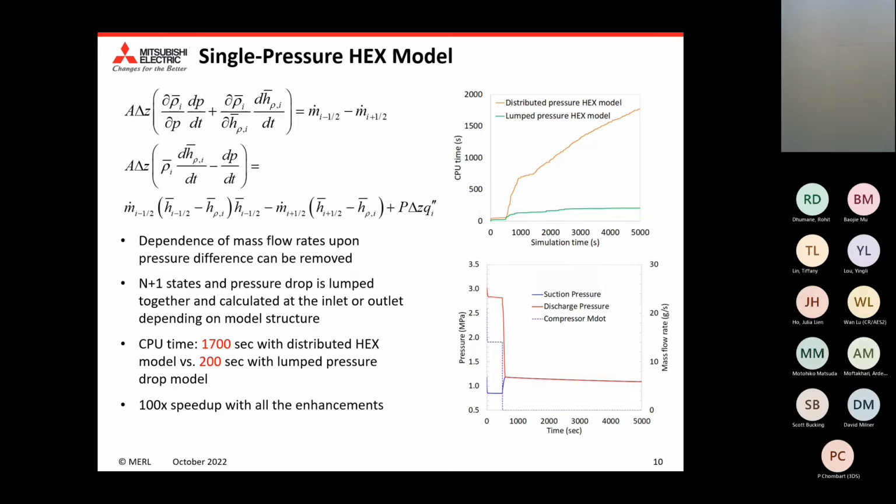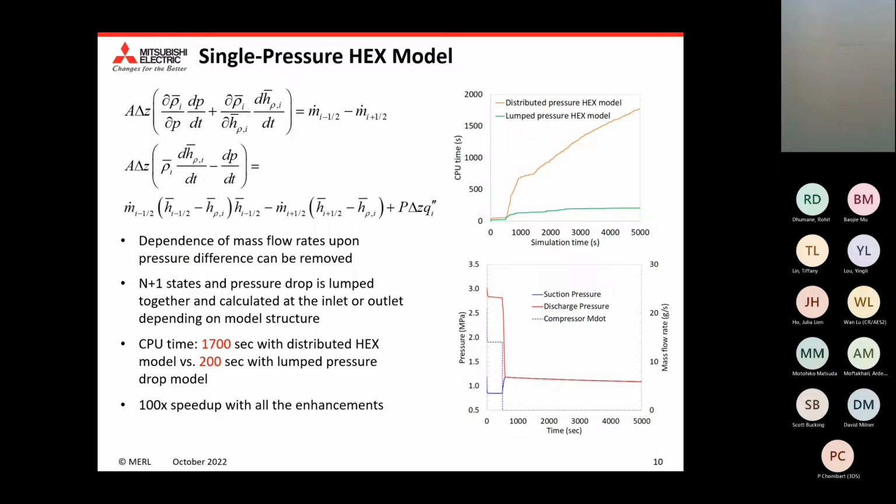But you can still account for the pressure at the inlet or the outlet of the heat exchanger, depending on the model structure. Because the whole idea of the staggered grid scheme is that you have to connect the volume model with the flow model in alternative sequence. So based on this model structure, we can automate the place where the pressure will be calculated. In this way, we can further reduce the model complexity.